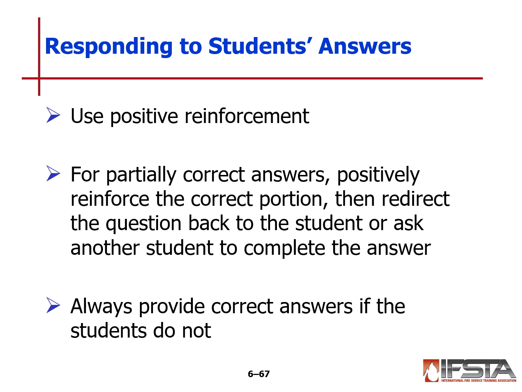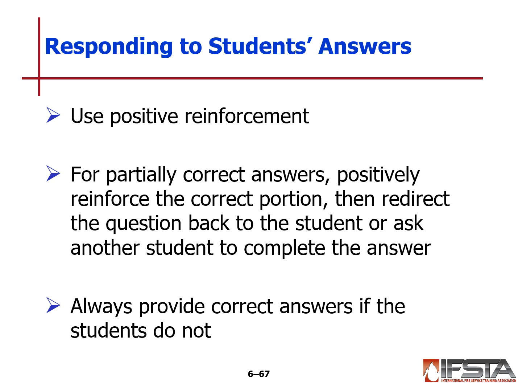Let's use positive reinforcement. If a student answers a question correctly, the instructor might say, "That is absolutely right," or "You seem to have a good understanding of this topic." When a student answers only partially correct, positively reinforce the correct portion, then redirect the question back to the student or ask another student to complete the answer.